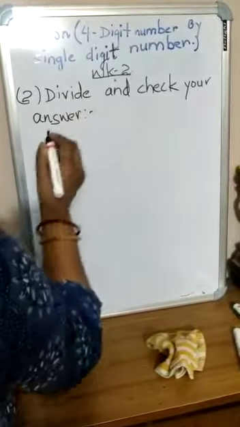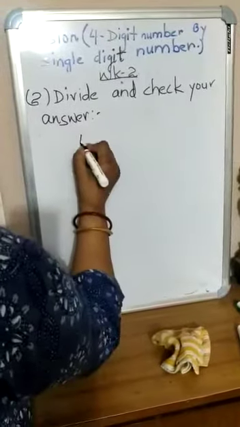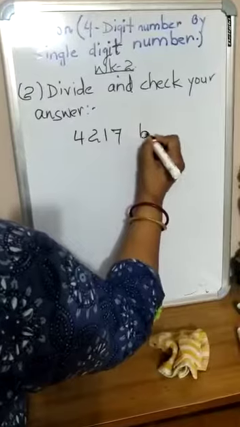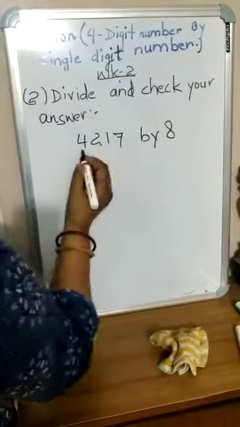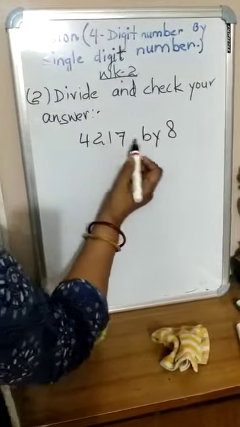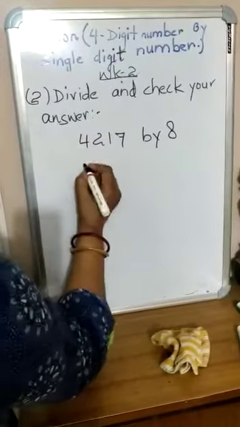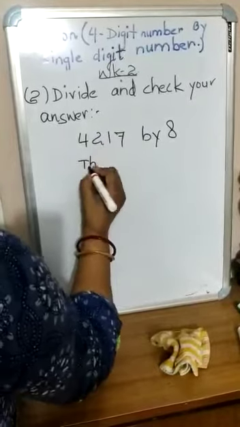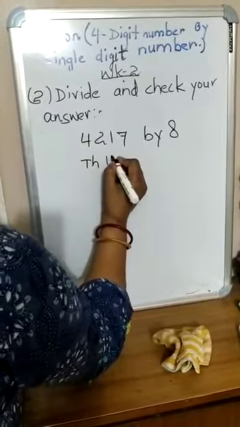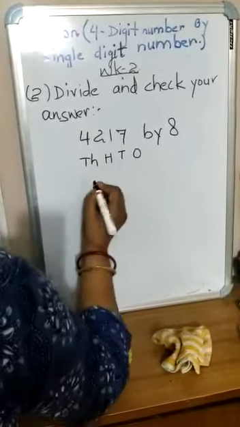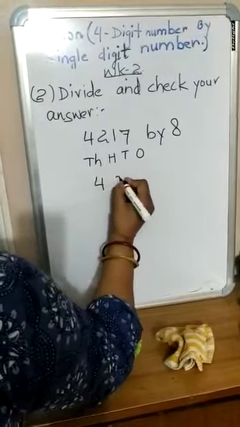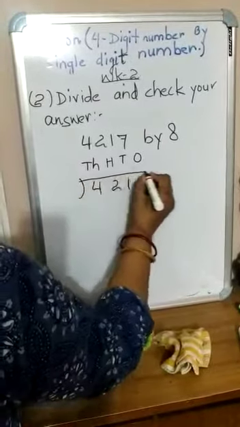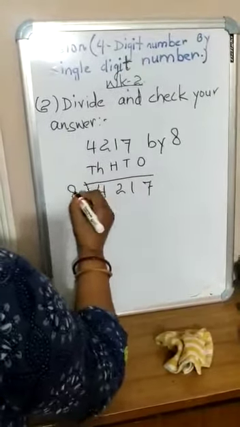Right? So now let us take an example. 4217 by 8. You have to divide 4217 by 8. So let us write this in a base value chart. 4-digit number. So 4 places: thousands, hundreds, tens and ones. Now I will write 4 thousands, 2 hundreds, 1 ten, 7 ones. Now I will give the division form. It will be divided by 8.